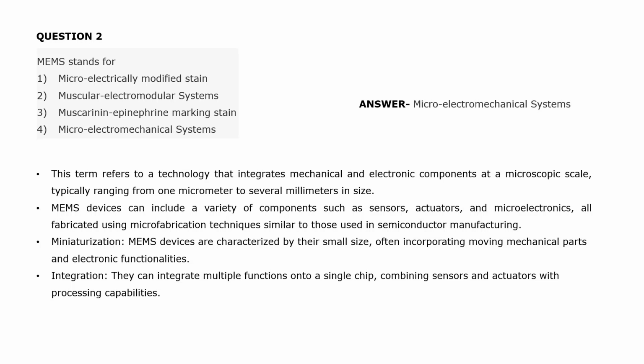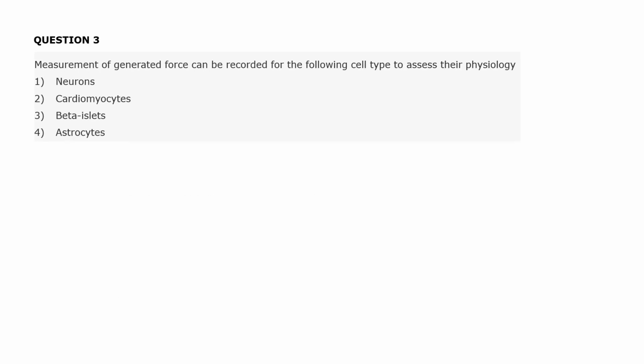Okay, so I think the answer is quite clear. So I will just move on to the next question. Coming on to question number 3. A measurement of generated force can be recorded for the following cell type to assess their physiology. First one is neurons, cardiomyocyte, beta islets, or astrocytes, which may be the answer.